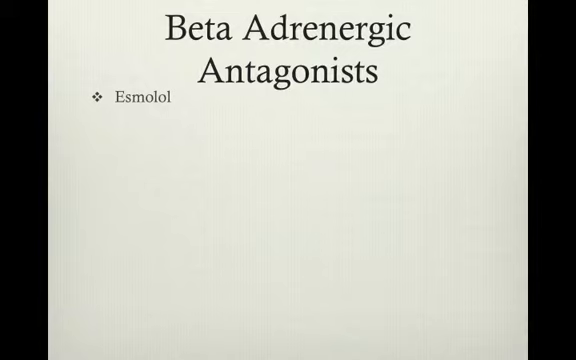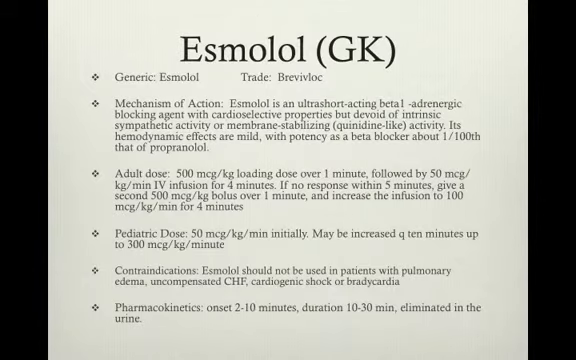Beta adrenergic antagonists, and this is going to be Esmolol. This is going to be a general knowledge drug. The generic is Esmolol, and the trade name is Brevibloc. Now, we give this to people to treat sinus tachycardia and supraventricular arrhythmias, essentially. This is a beta blocker, so it's going to block, more specifically, beta 1 and maybe beta 2.